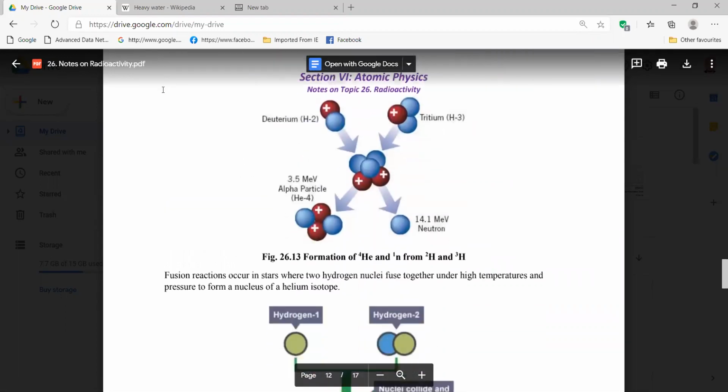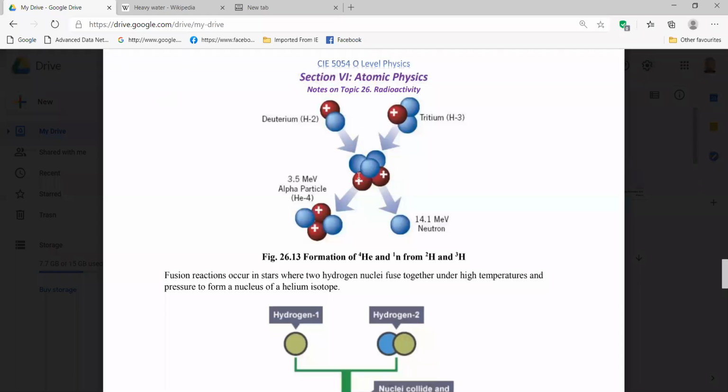So from water we'll get this deuterium and tritium, and that will help us to do the fusion process. You see, here I give one reaction: deuterium, that is H2, then tritium, H3, they are combining together, and this is the transition state. You see, three neutrons and two protons are combining together. Then finally, we are getting alpha particles, and we are getting one neutron.